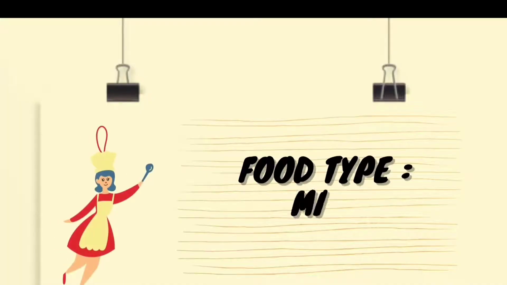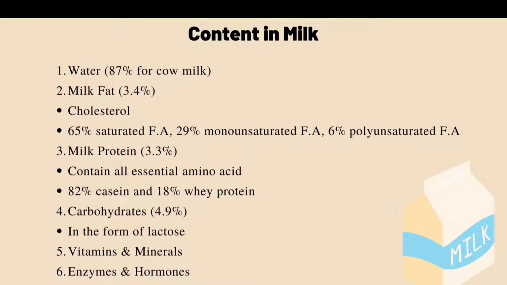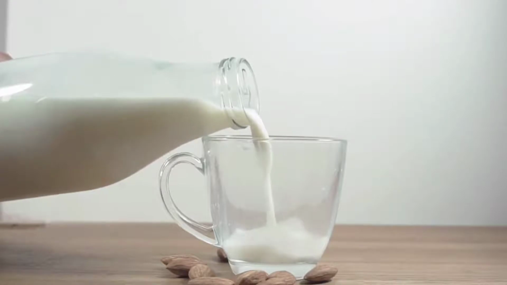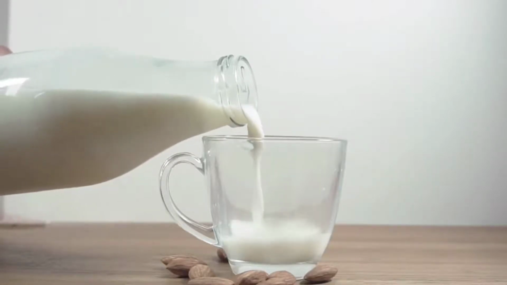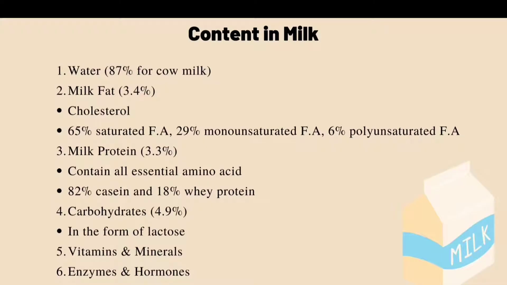Food type: milk. Content in milk is mostly water, which makes up 87% of milk, especially for cow milk. Water can help to maintain blood volume, blood pressure, and body temperature. Water also helps in transportation of nutrients and waste in the human body.